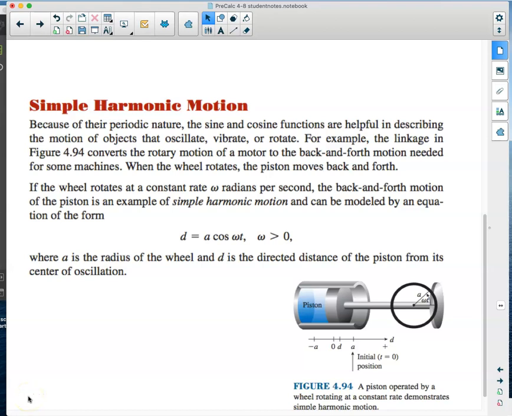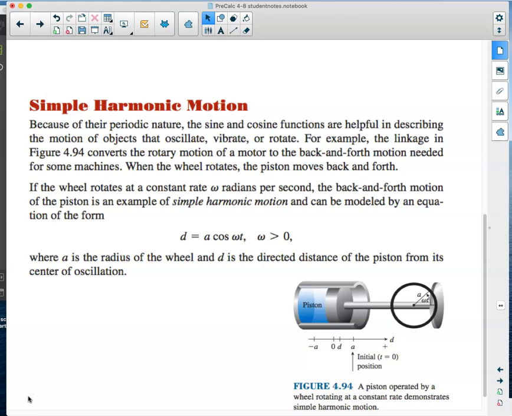This is the pre-calculus video for section 4.8, day 2, which we're covering on March 12th. We still had that objective of working with simple harmonic motion, so that's where we're at, solving problems involving simple harmonic motion. And it says, because of their periodic nature, the sine and cosine functions are helpful in describing the motion of objects that oscillate, vibrate, or rotate.